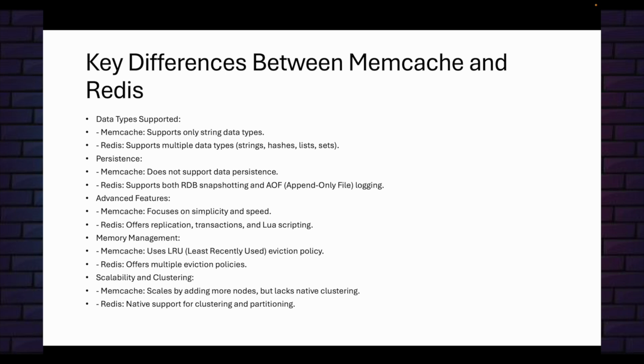Memcached uses the LRU eviction policy, or least recently used eviction policy. But Redis has rich eviction rules. You can use TTL-based eviction and many more. When it comes to scaling, Memcached usually scales by adding more and more nodes, but Redis supports native clustering along with partitioning and sharding.